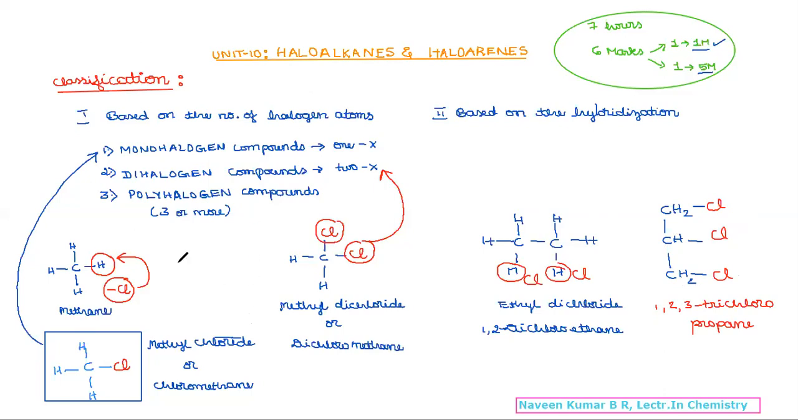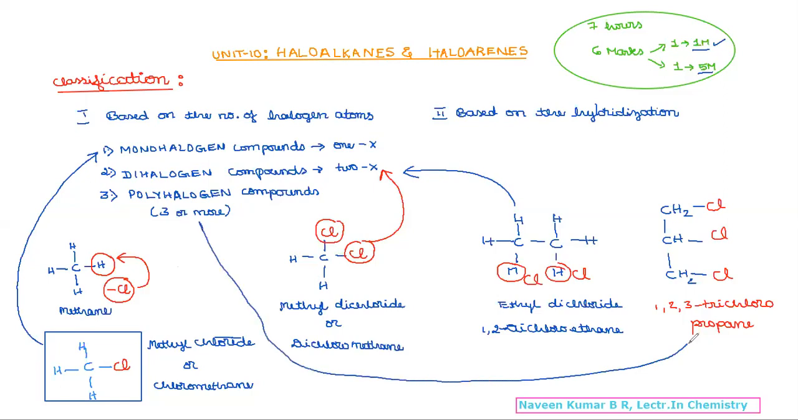So hence the first example here is a monohalogen compound, this one is a dihalogen compound. Again, this example is a dihalogen compound, and this one is our polyhalogen compound with 3 halogens present in it. So you can understand various structures and try to classify them as respective mono, di, and polyhalogen compounds.